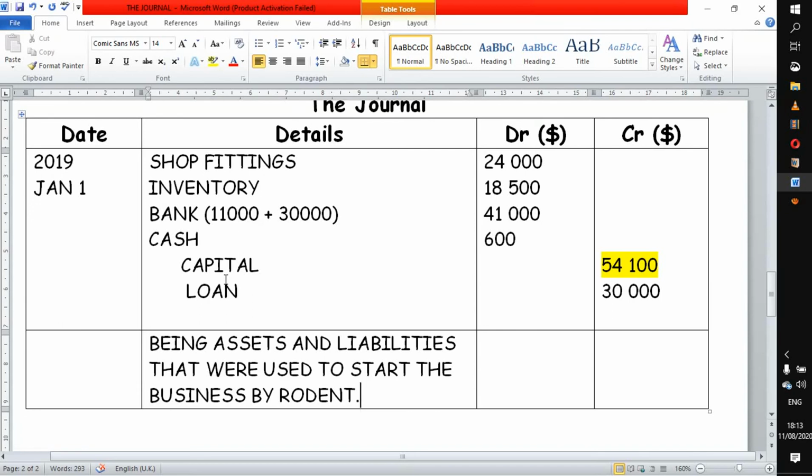I hope you have understood the use of a journal here. It's used to make opening entries in books of account, like we have done here.